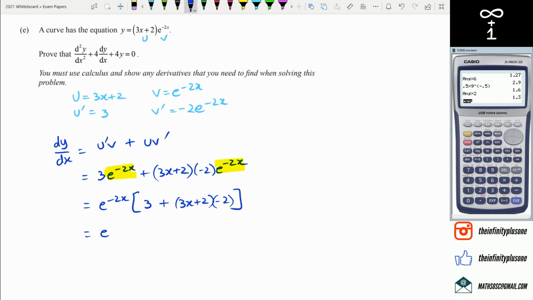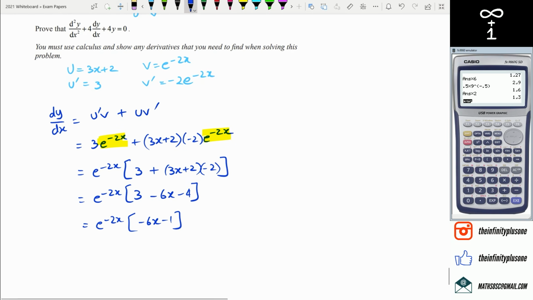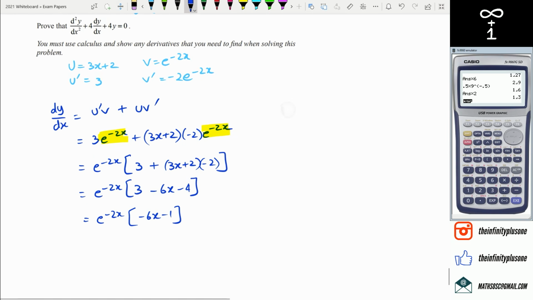So I'm going to work that inside of those brackets first. So I've got 3 minus 6x minus 4. So I'm going to end up with e to the power of negative 2x times negative 6x minus 1. Now I've got to differentiate this again to get d squared y dx squared.